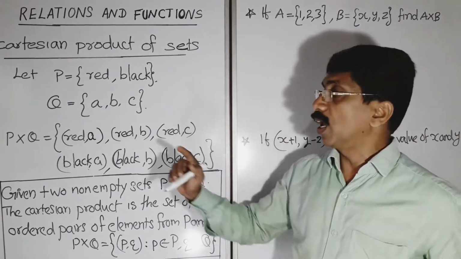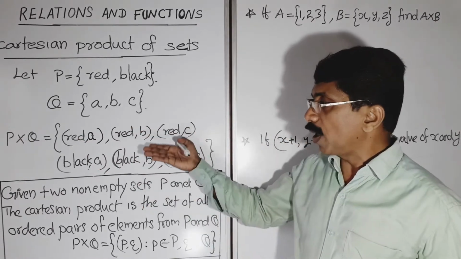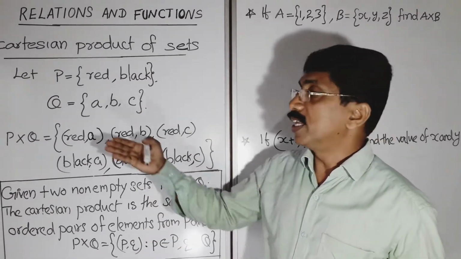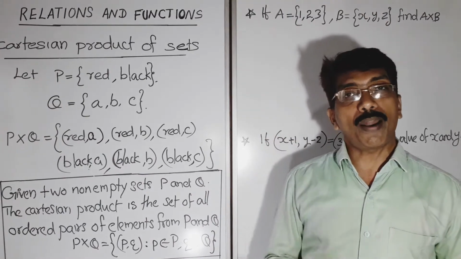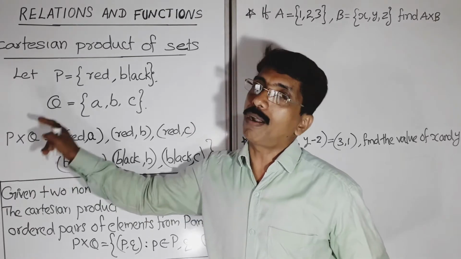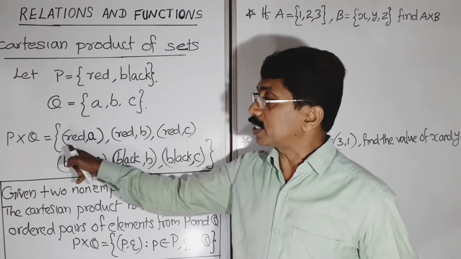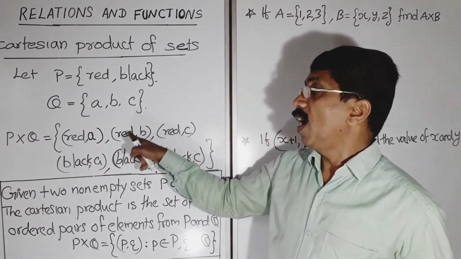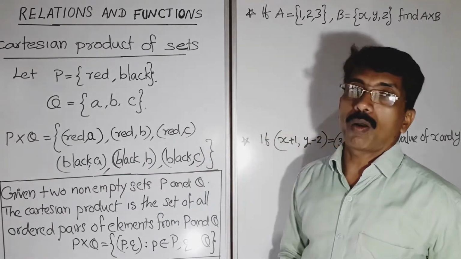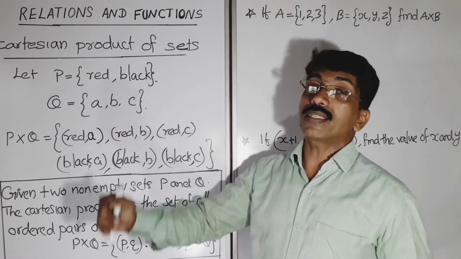and if you write in a set all these elements, in this set each element is what? An ordered pair. Like this way, if you write all possible ordered pairs in a set, then that set is called what? Cartesian product of P and Q. Simply we can say that P cross Q. We'll write it as P into Q, but we'll read it as P cross Q. So, Cartesian product P cross Q is equal to set of ordered pairs red comma A, red comma B, red comma C, black comma A, black comma B, and black comma C. This is what Cartesian product of P and Q, and we can call it as P cross Q.